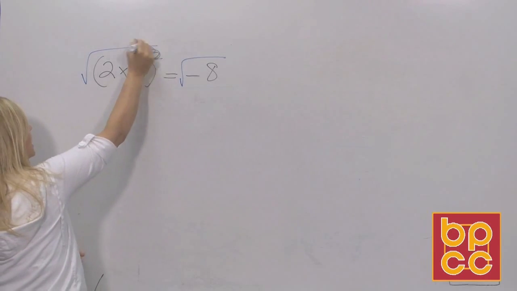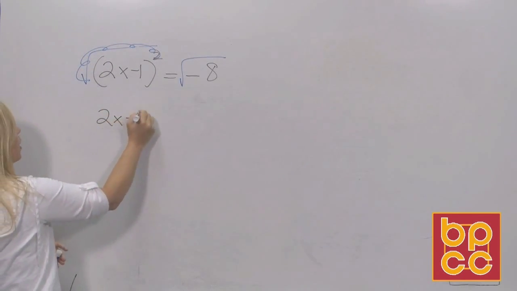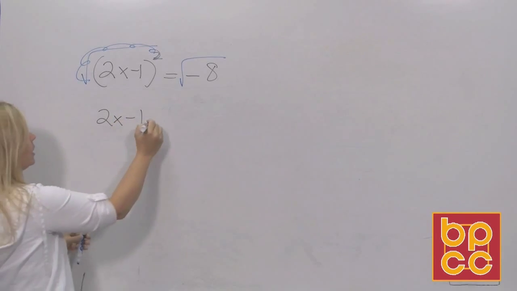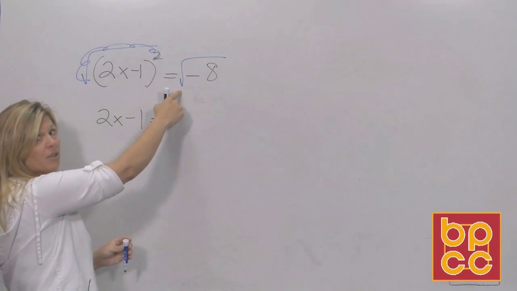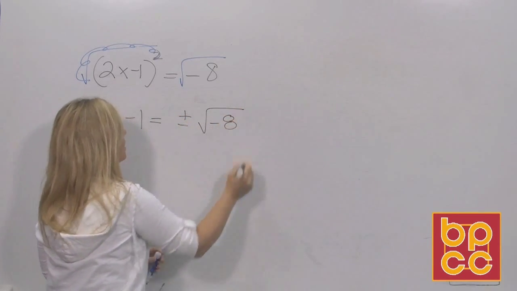Squares and square roots cancel out. That's going to leave us our 2x minus 1. We don't need the parentheses anymore. Equals, what are we always going to put? Plus or minus square root of negative 8.